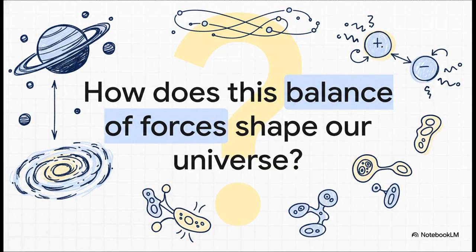And that leaves us with one last big idea to chew on. Gravity, since it only ever pulls, is great at clumping matter together into planets and stars. But the electric force, with its amazing ability to both push and pull, creates this delicate dance, this incredible balance that builds molecules and life and all the intricate structures we see around us. So how does that constant dance of attraction and repulsion truly shape our universe? That's a question worth thinking about.